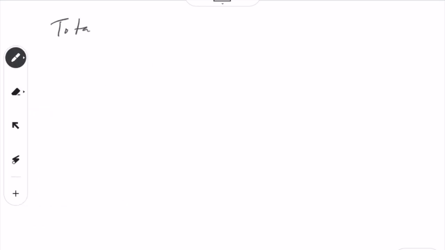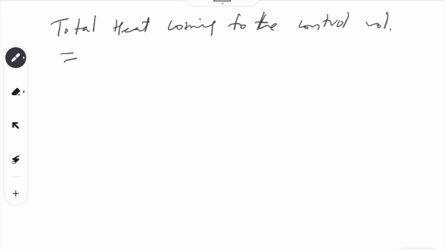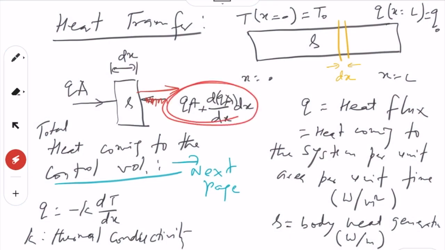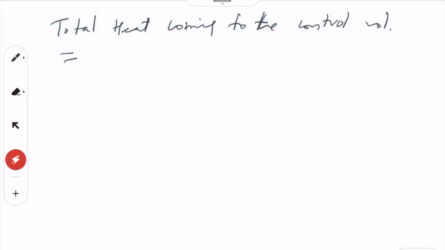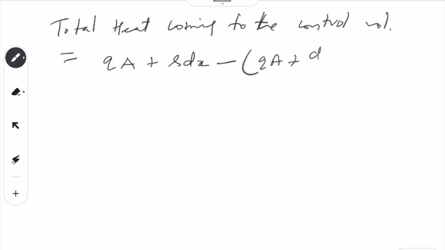So, total heat coming to the control volume is equal to, we have this one which is going, then this is coming, and then S times dx will also be coming, right. So, coming will be this plus this, and then this is outgoing. Accordingly we write: Q times A plus S times dx, then we have minus QA plus d(QA)/dx times dx, yeah.